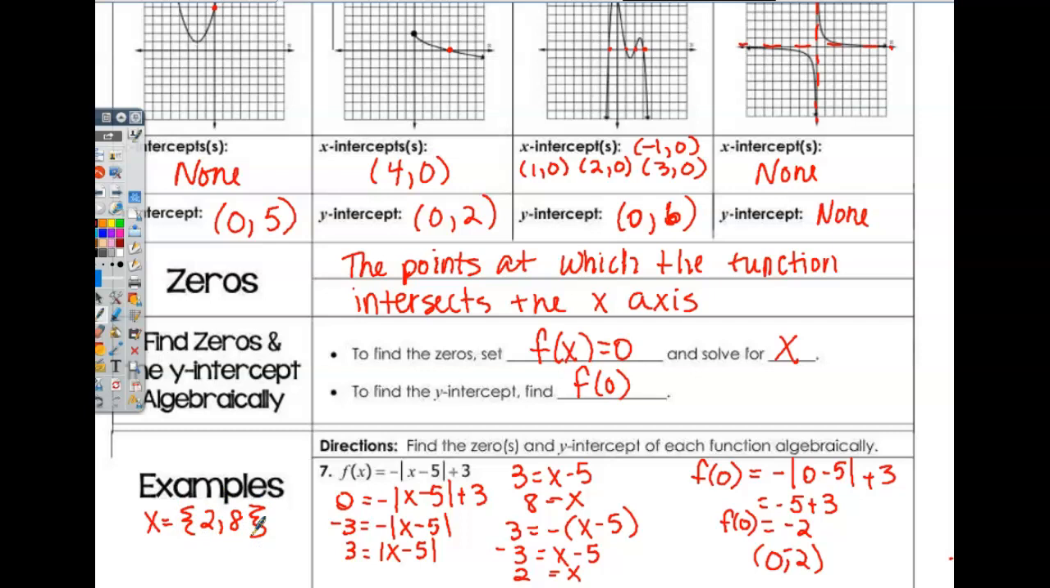Because y'all, what does it mean if I wrote this? What does that mean? If I wrote it like this? It's a point, right? I think this is x and this is y.